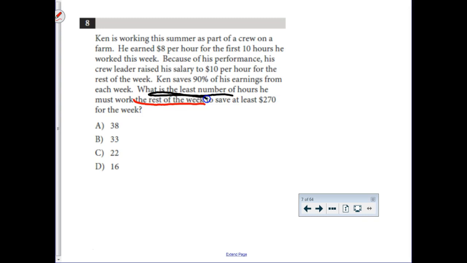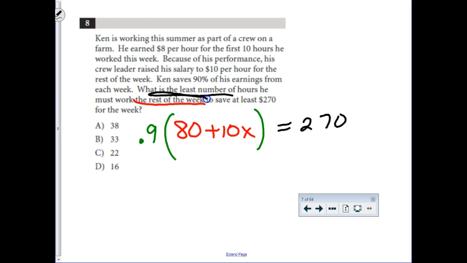You're okay. So $8 per hour for 10 hours. That kid's gonna make $80 no matter what, right? Then he's gonna make $10 per hour for a mystery number of hours, so I'm gonna call it plus 10x. And I want it to be once he saves 90% of it. This is kind of tricky for kids, but remember, there's a lot of ways you can write 90%. For now, I'm just gonna write it as 0.9. I want this to come out to $270. I know it's technically at least $270, but just leave it like that for now.